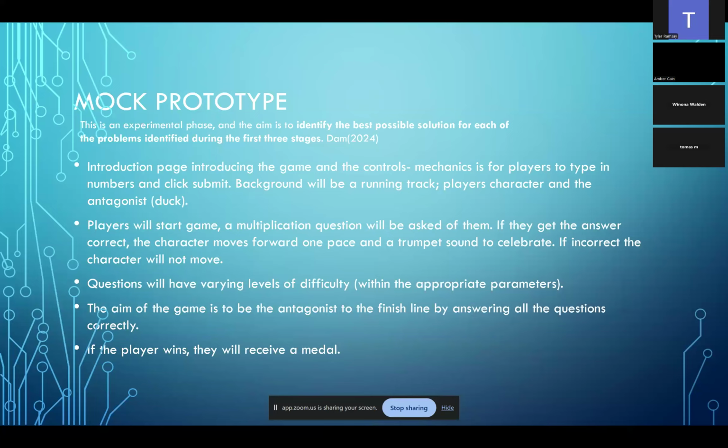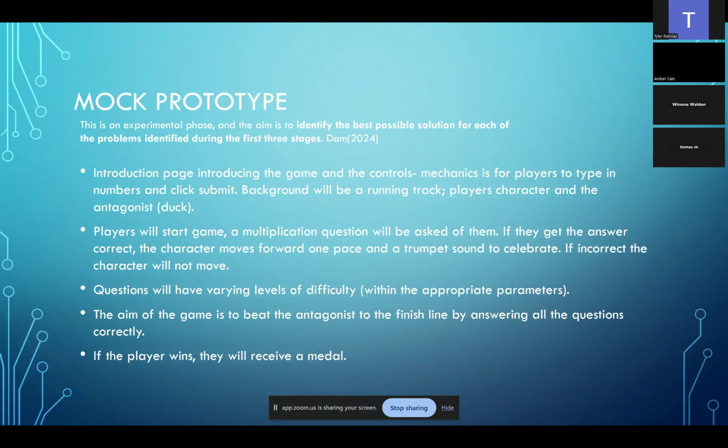The questions will have varying levels of difficulty based on the level and skill level of the student. And the aim of the game is to beat the antagonist to the finish line by answering all the questions correctly. If the player wins, they get a medal.